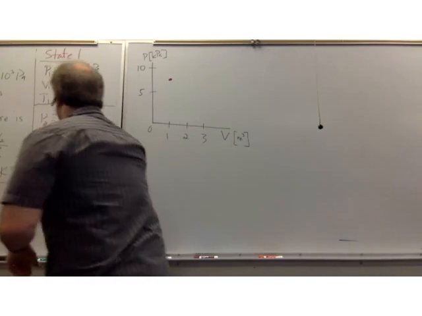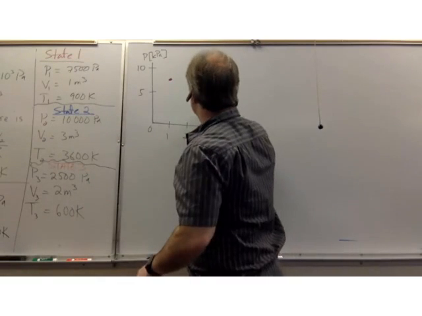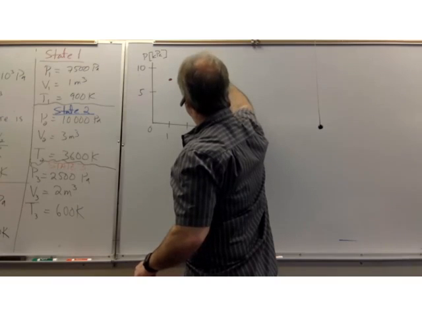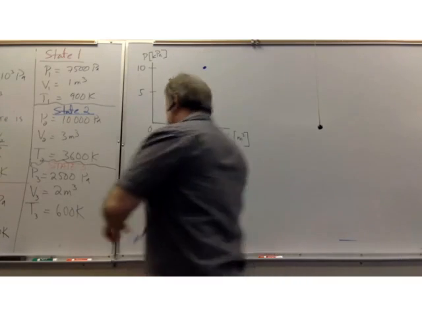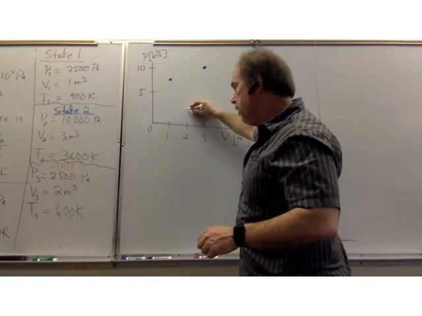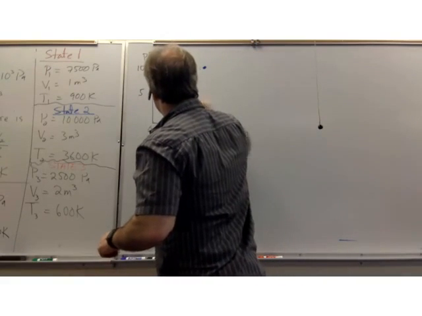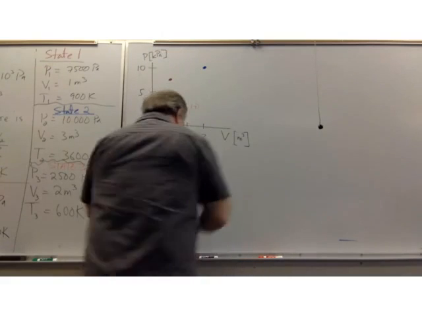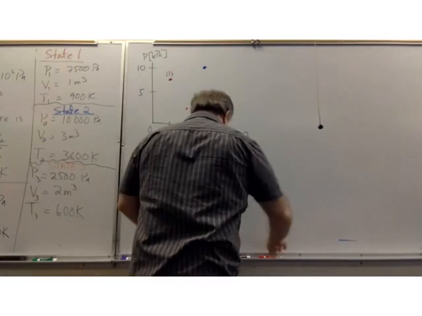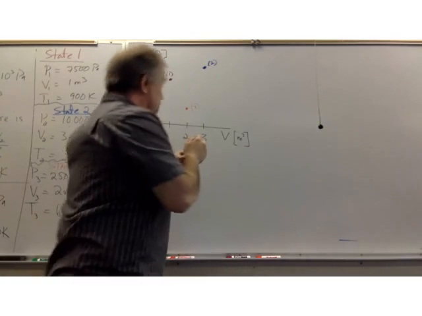State 2 in blue is 3 cubic meters and 10,000 pascals, or 10 kilopascals, and so we are about there. And then finally, state 3, we are at just 2,500, which would be down here, and 2. And I'll even label these 1, 2, and 3. Cool.